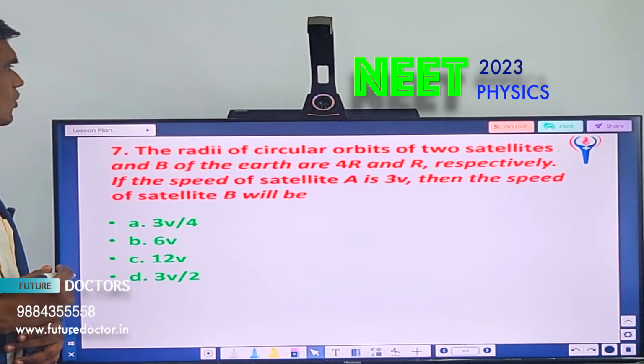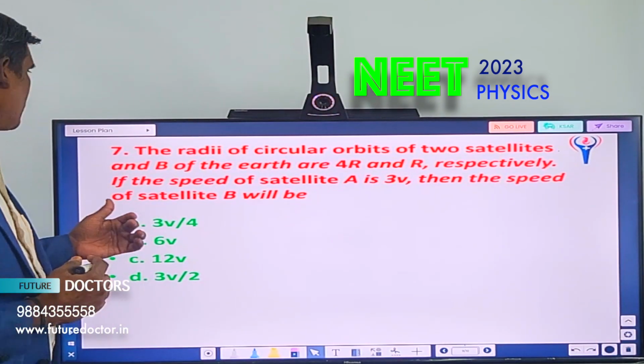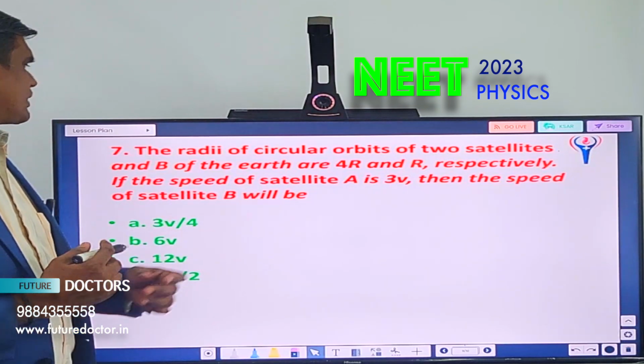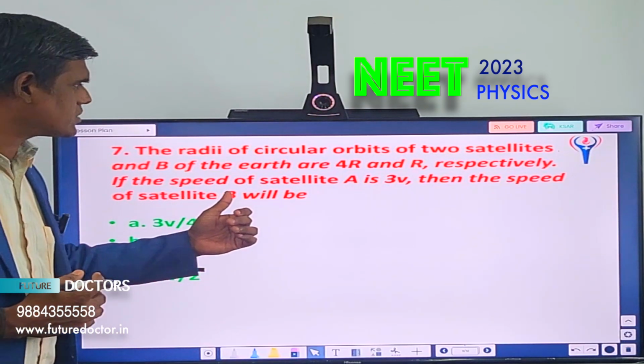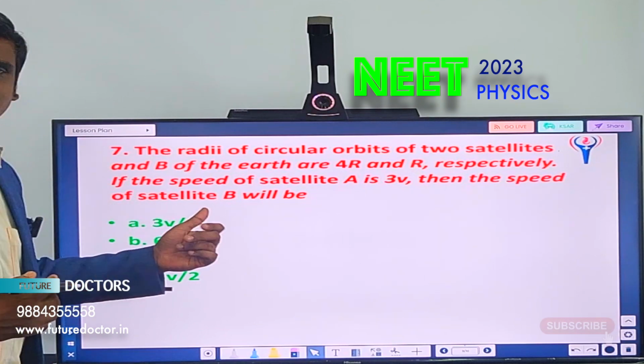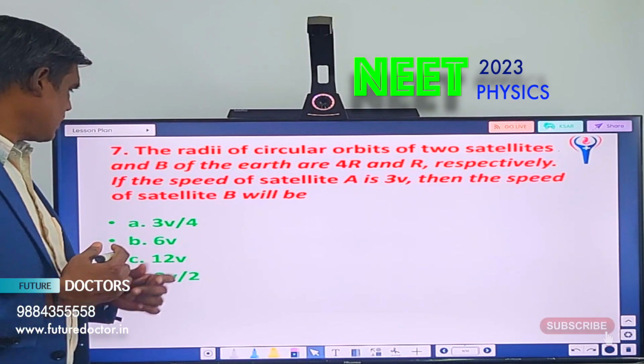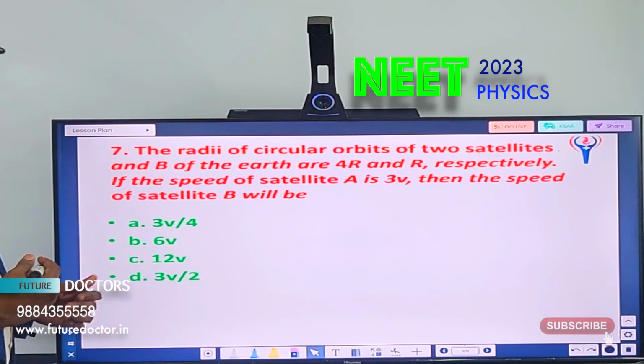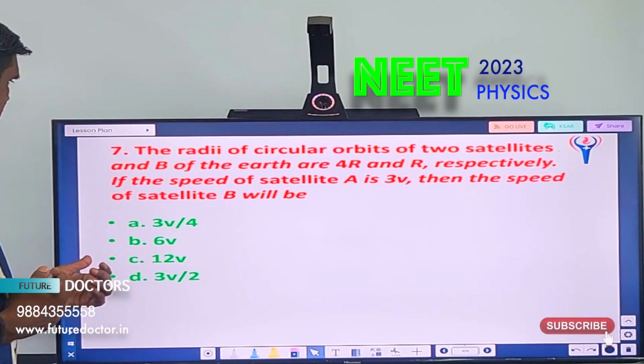The radii of circular orbits of two satellites A and B of the Earth are 4r and r respectively. If the speed of satellite A is 3v, then speed of satellite B will be dash. Option A 3v by 4. B option 6v. C option 12v. D option 3v by 2.